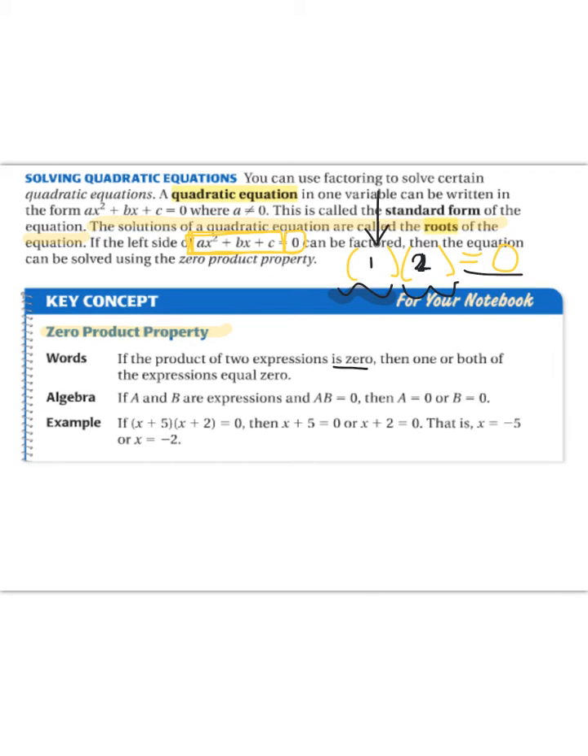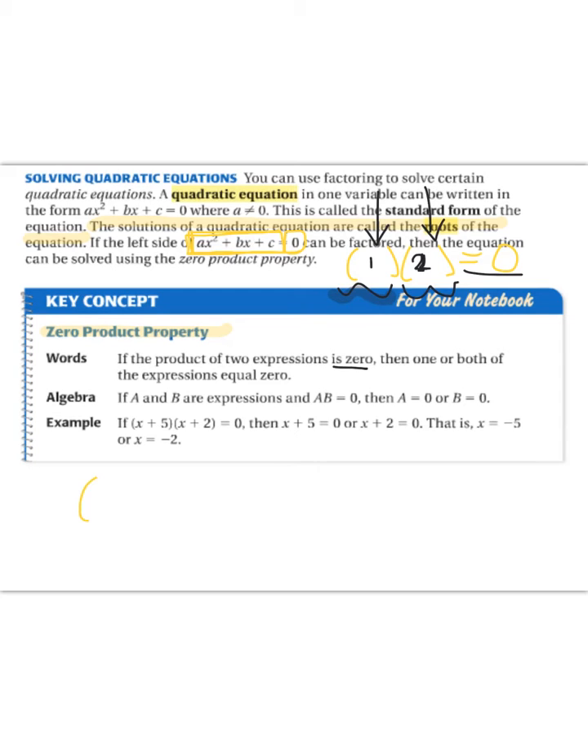So either this has to be 0, and if that's not 0, then this has to be 0. So basically it's just a fancy way of saying that if you multiply two things together and you get 0, then one of those two things had to have been 0, because anything multiplied by 0 gives you 0.